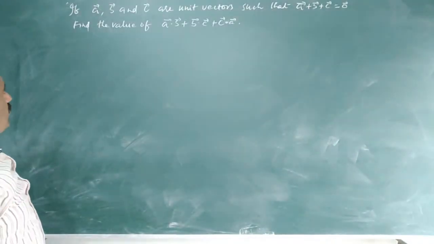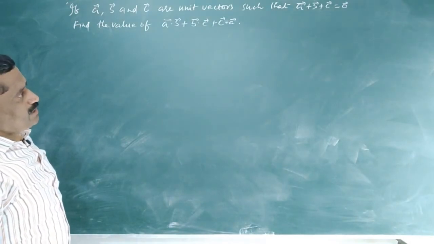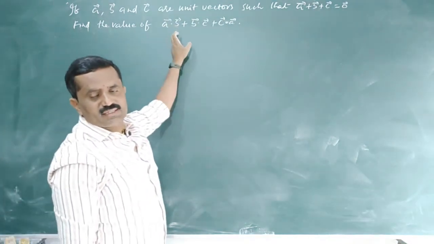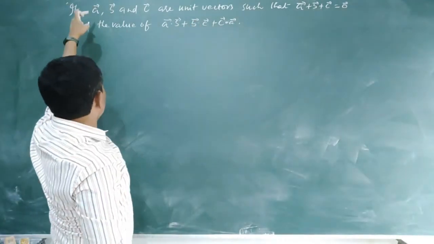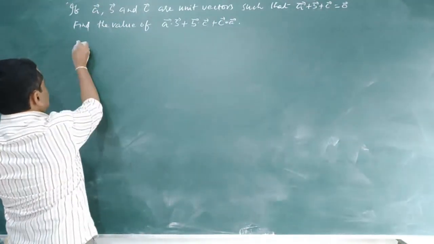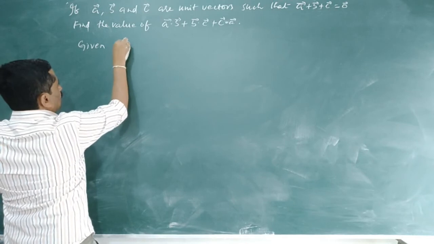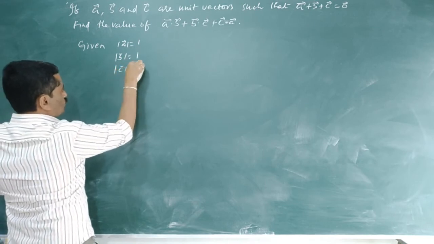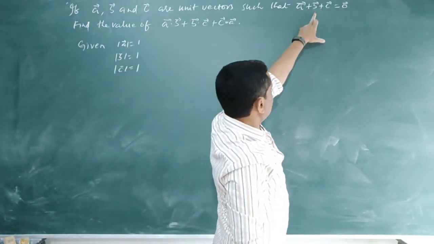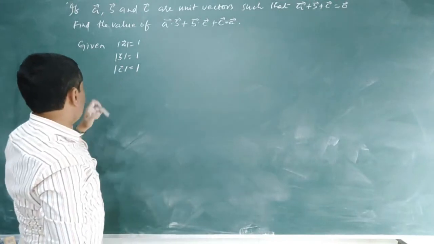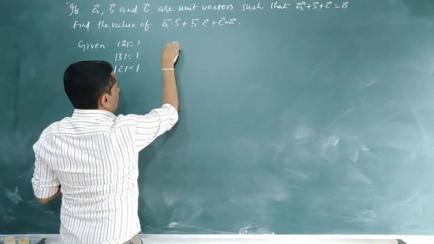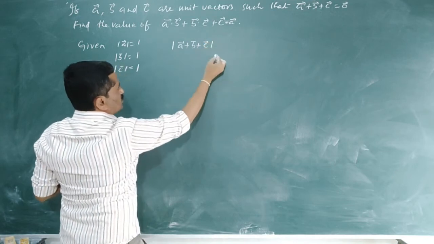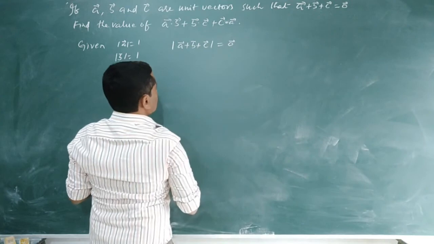Next, if a bar, b bar and c bar are unit vectors such that a bar plus b bar plus c bar is equal to 0 bar, then find the value of a bar dot b bar plus b bar dot c bar plus c bar dot a bar. He has given that a bar, b bar and c bar are unit vectors, means magnitude of a bar is equal to 1, magnitude of b bar is equal to 1 and magnitude of c bar is equal to 1. Again, he has given that a bar plus b bar plus c bar is equal to 0 bar. Therefore, magnitude of a bar plus b bar plus c bar is equal to magnitude of 0 bar. Now squaring on both sides.